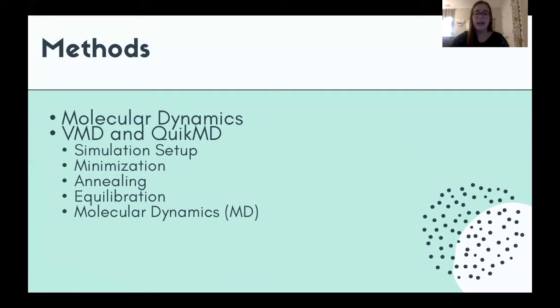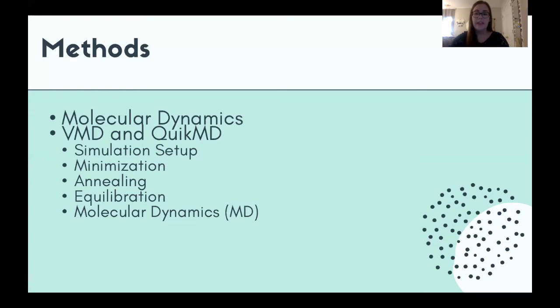Next, we went on to the actual molecular dynamics, or MD, of things. MD is a way of computationally analyzing the physical movement of atoms and molecules for a fixed period of time. The program used for this was QuickMD. QuickMD is a visual molecular dynamics, or VMD, plugin. QuickMD goes through 4 main steps during the simulation. The first is energy minimization, then annealing, then equilibration, and finally the molecular dynamics step.